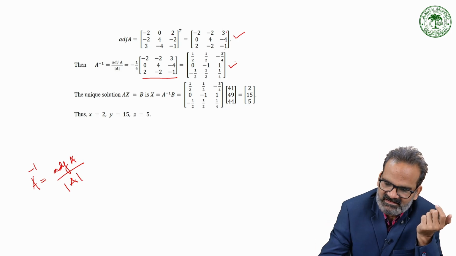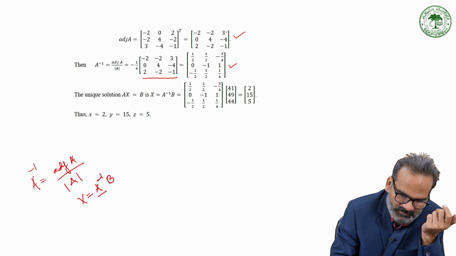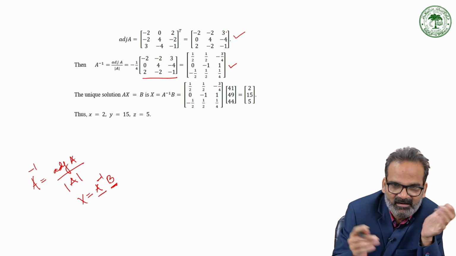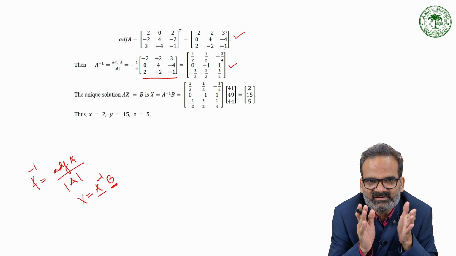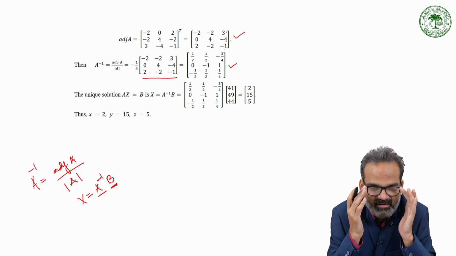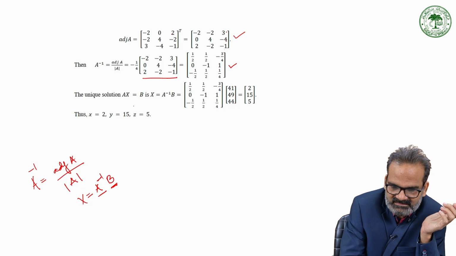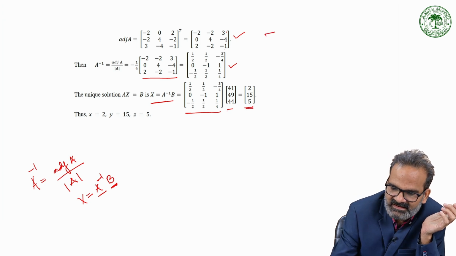And once A inverse is there, you know the solution is what? X is equal to A inverse of B. So multiply this inverse with the matrix B, which is already known. The resultant product of these two matrices will give you the value of the matrix X. So X is equal to A inverse B. This is A inverse, this is B. Multiply these two, the values of X, Y, Z.